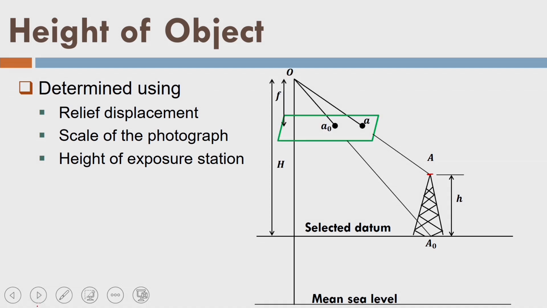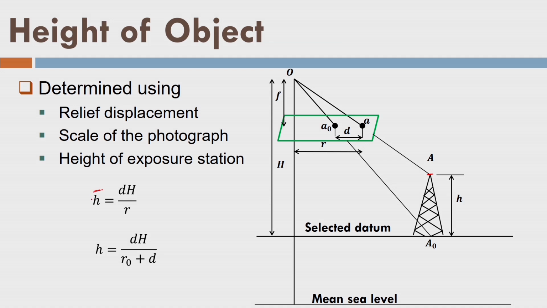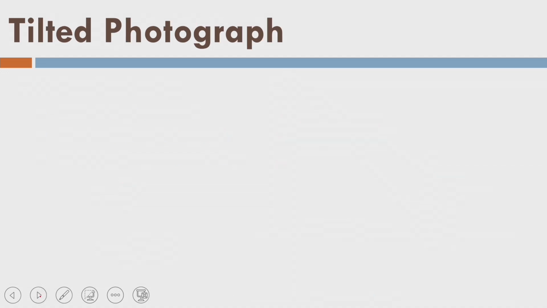I am making it again without going into detail, because we have already seen this. So, I can write h is equal to the height of the tower or building. I will measure this d. I know the flying height and R. So, this distance is R. This is R0 from here to here. So, I can find out from this formula the height of the point above the ground surface.